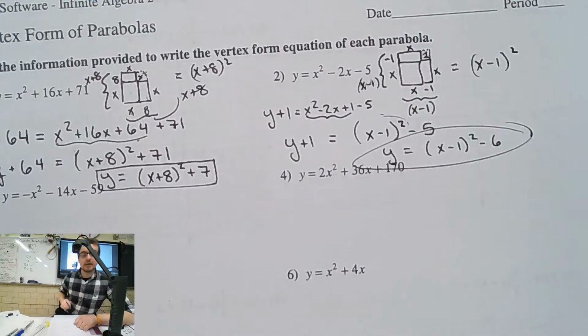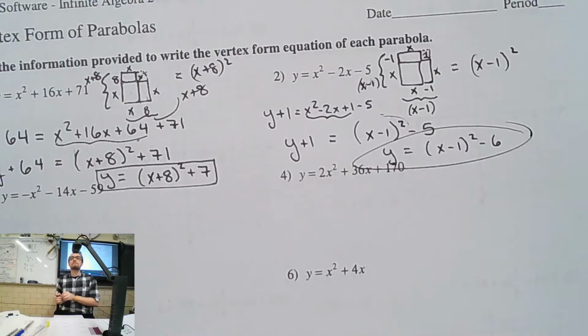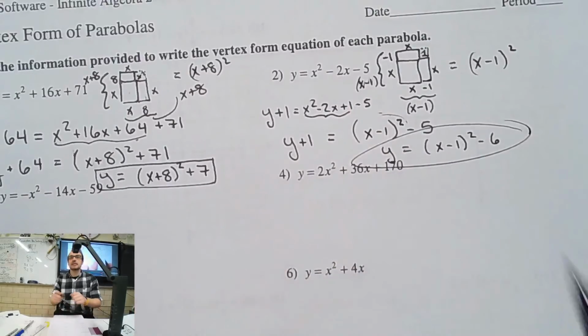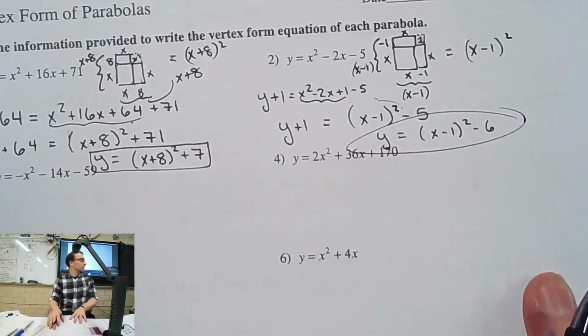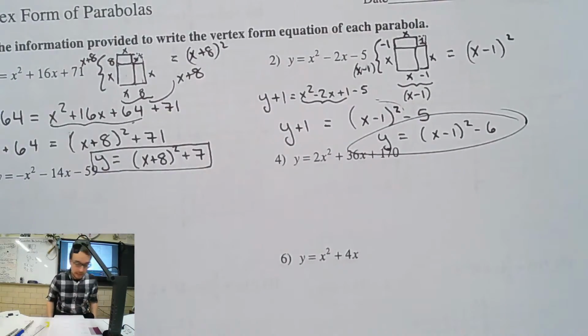Oh. So it went away. Yeah, you see what I'm saying? Oh, okay, I see it. And then the minus 5 stays. Yeah, I see. Then we move over the 1, we get the minus 6. Yeah, I see. All right.